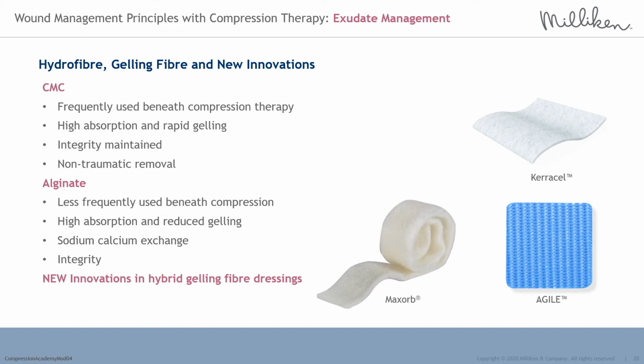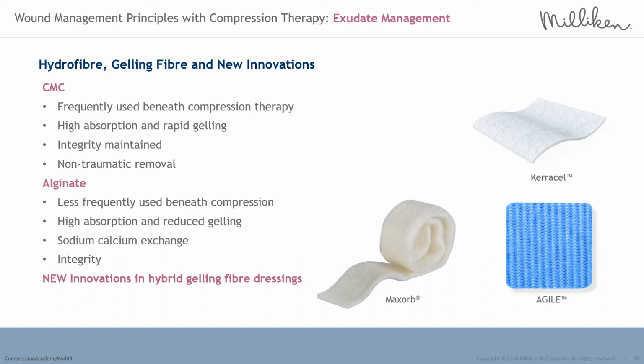Alginate dressings. Alginates are less frequently used beneath compression since the development of hydrofibre gelling fibre dressings. Alginates have high absorption, some hemostatic properties, and are slower gelling. The gelling will depend upon the fibre content of the alginate, so the percentage of mannuronic and guluronic acid. You will see these referred to as M and G fibres in alginates. Autolytic debridement is further assisted by a sodium-calcium ion exchange which takes place between the alginate dressing and the exudate.